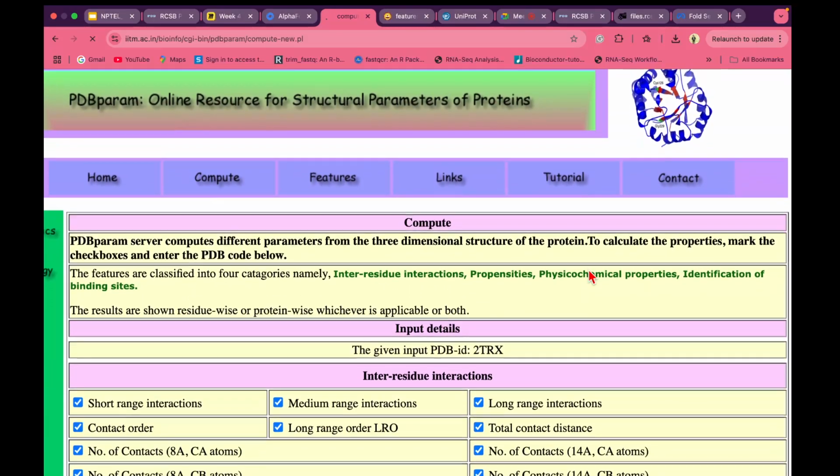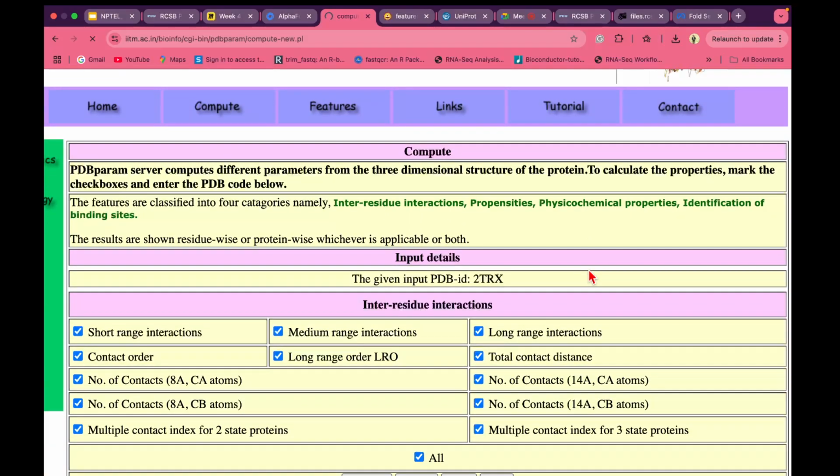So I'm repeating the steps again. In the first step, we have entered the PDB ID and chain ID. Then we have selected among the broad classes, that is propensity or DNA binding site, inter-residue interactions or physicochemical properties. I have selected inter-residue interactions.